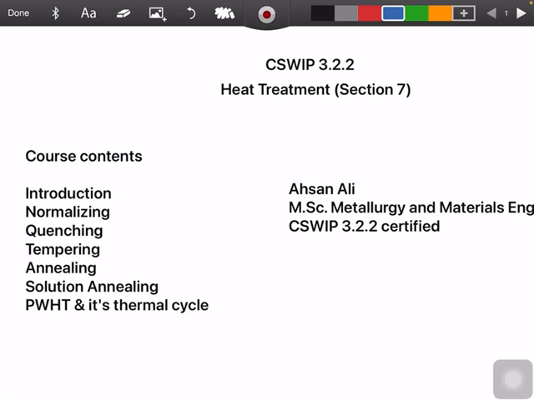Today we are with another important topic of our CSWIP 3.2.2 course, that is about heat treatment, and it is section 7 in your theoretical book, the official TWI book. And I will discuss the main course contents of this chapter, which are introduction, normalizing, quenching, tempering, annealing, solution annealing, post-weld heat treatment and its thermal cycle.